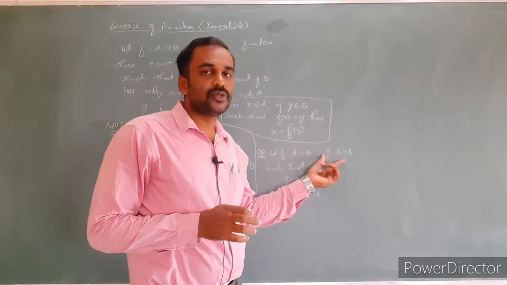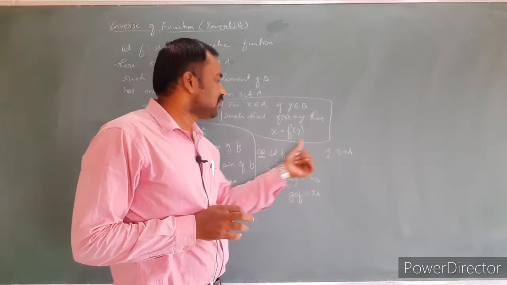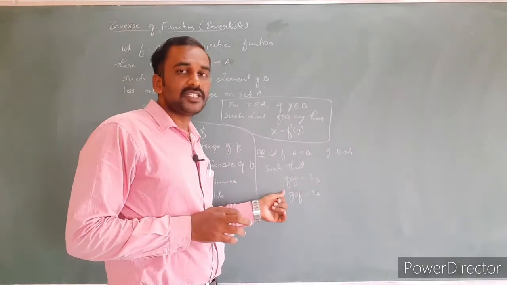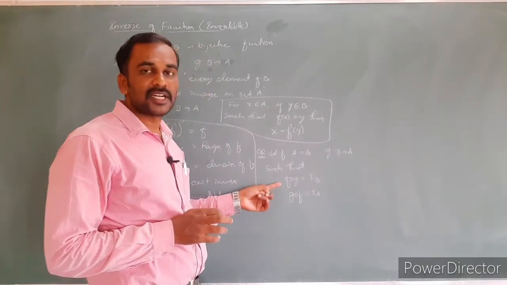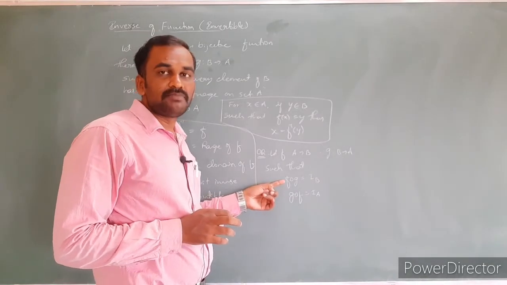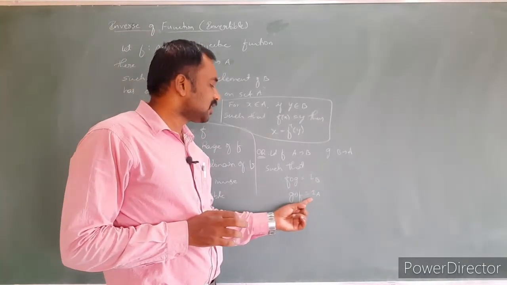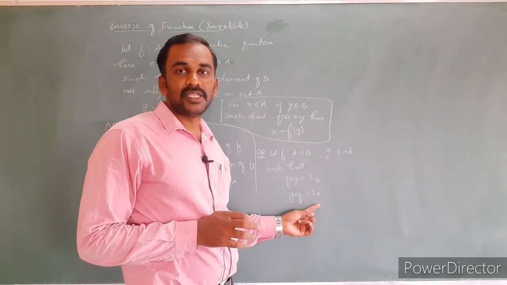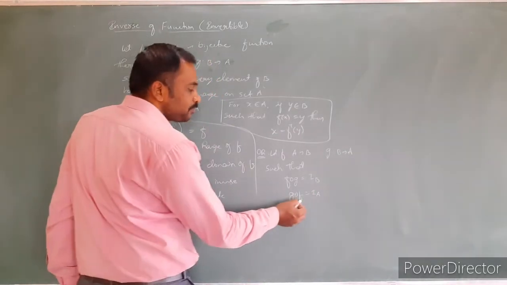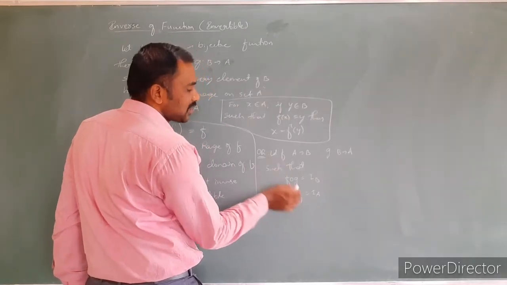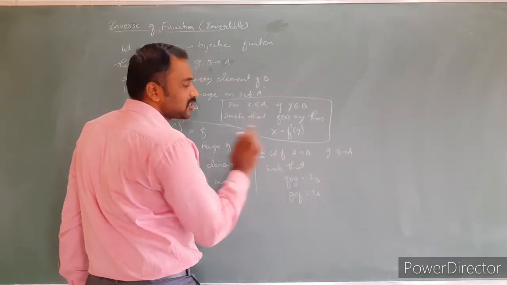So if f and g are two functions, then the inverse of f is g and the inverse of g is f, only when the condition is satisfied: the composition f circle g is equal to the identity element from the set B, and g circle f is equal to the identity element from the set A. Here observe the second function, and get its domain.